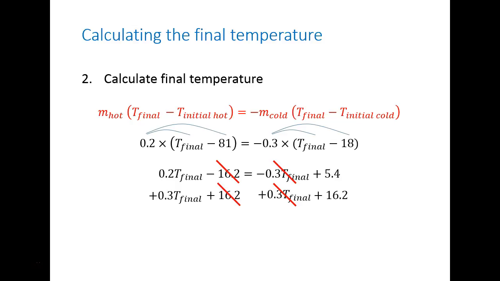With everything cancelled, what we have left is 0.5 T final equal to 21.6. What we want to do next is divide both sides by 0.5. And our final answer, our final temperature, would be 43.2 degrees Celsius.